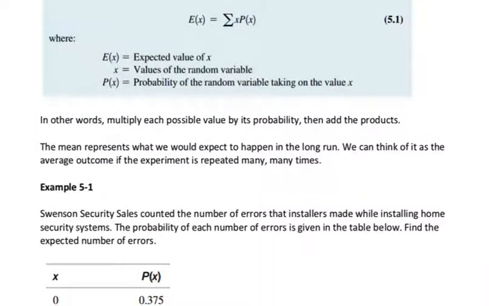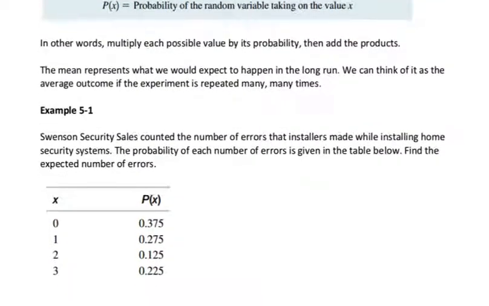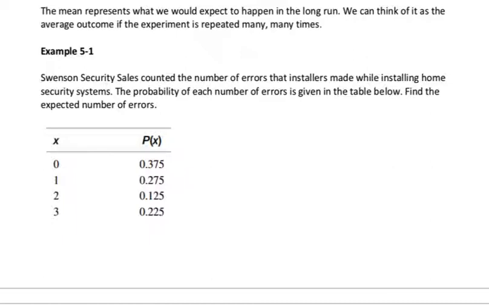In example 5.1, Swenson Security Sales counted the number of errors that installers made while installing home security systems. The probability of each number of errors is given in the table below. So the number of errors here is our random variable, and this is discrete because we have to have a whole number of errors. And then we have the probability of each. So to find the expected number of errors, what we do is we multiply each value of x by the corresponding value of p of x.